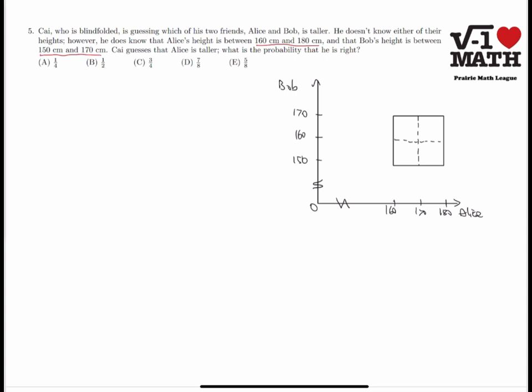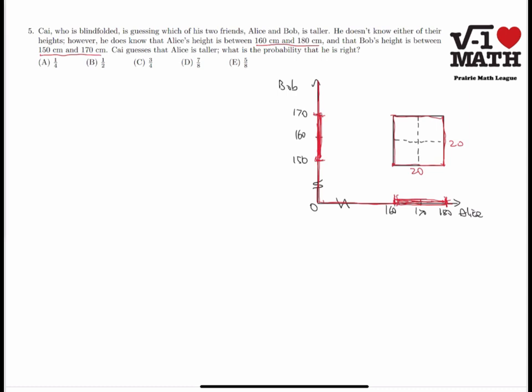Now, for these kinds of problems where there are two distinct variables, it's very helpful to draw this graph of Alice's height over here versus Bob's height. Alice's height can range from 160 to 180, so we're measuring everything in centimeters. Alice ranges from 160 to 180, and Bob can range from 150 to 170. If you have two sides that are perpendicular to each other, and you put them together, you basically get a rectangle. In this case, it's a square though, because this length is 20 centimeters and this length is also 20 centimeters.